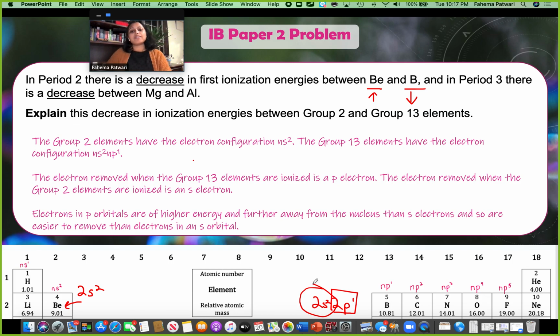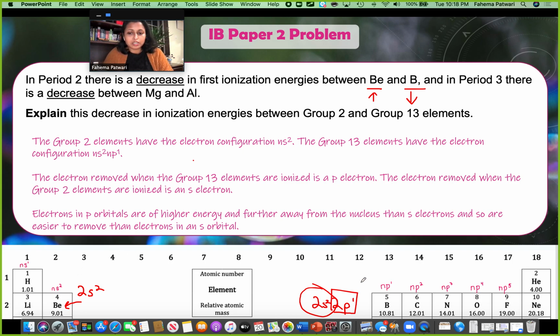All right, so formal explanation. The group 2 elements have the electron configuration ns2, n as in whatever energy level it's in, right? So beryllium is in energy level 2, so 2s2. Group 13 elements have the configuration ns2, np1. So boron is 2s2, 2p1. The electron removed when the group 13 elements are ionized is a p electron, right? So this one is a p electron. When the electron is removed from the group 2 element, it's an s electron.